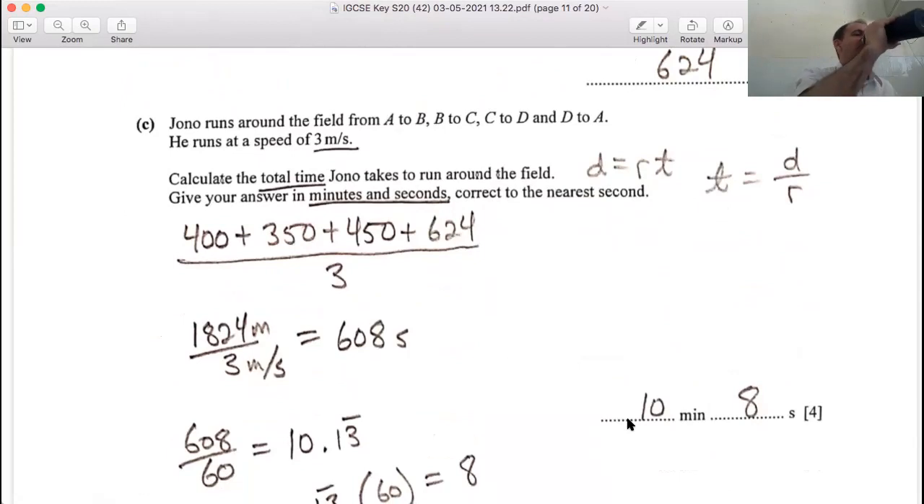Now, Juno runs around the field from A to B, B to C, C to D, D back to A. He runs at a speed of 3 meters per second. Calculate the total time Juno takes to run around the field. Well, we know that distance equals rate times time. We're solving for time, so we want to do distance divided by rate.